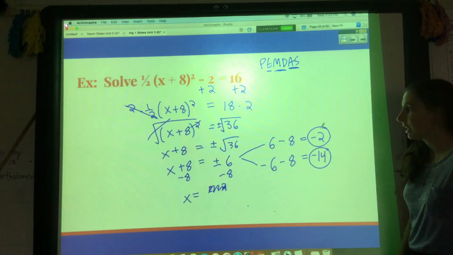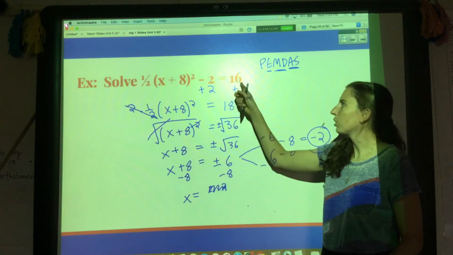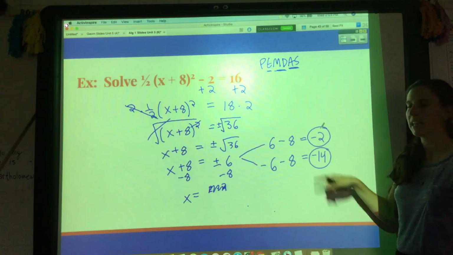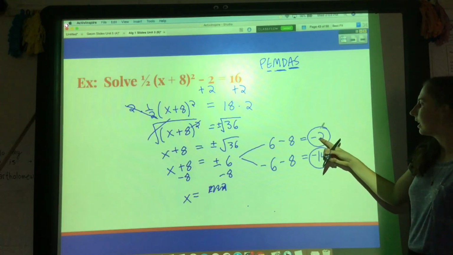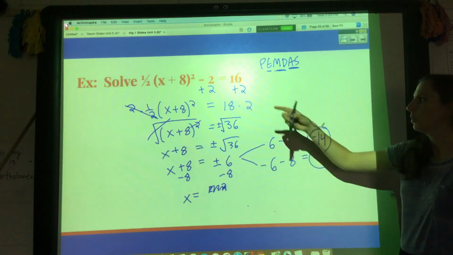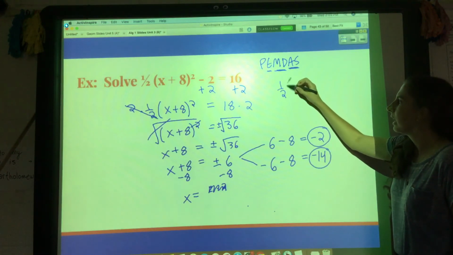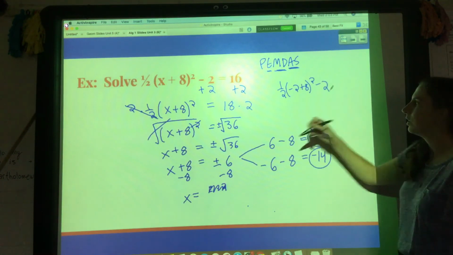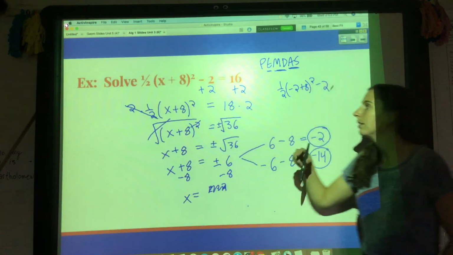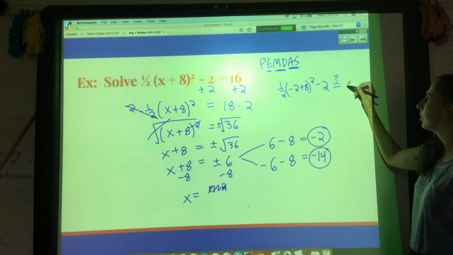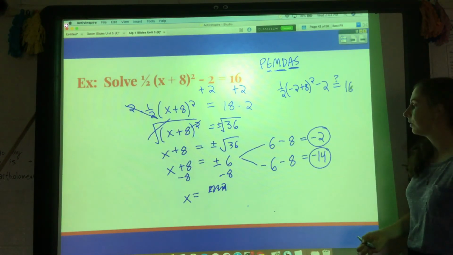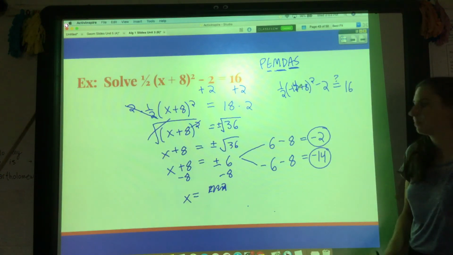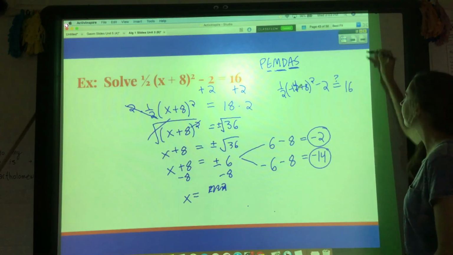You may want to check and make sure that it works. You could subtract 16 from both sides and then graph it and see if this is where it hits the x-axis. You could also plug in negative 2 and negative 14 and see if it works. For example, if you do 1/2 (negative 2 plus 8) squared minus 2, I just put in negative 2 here. Will that actually equal 16? And it should. Same thing if you put negative 14 in here. It should also work, just if you want to check your answer.